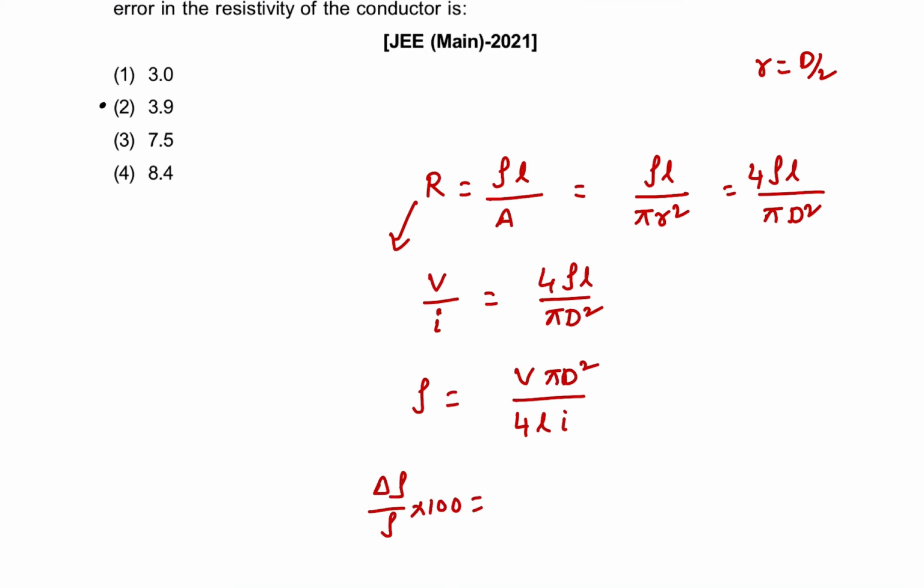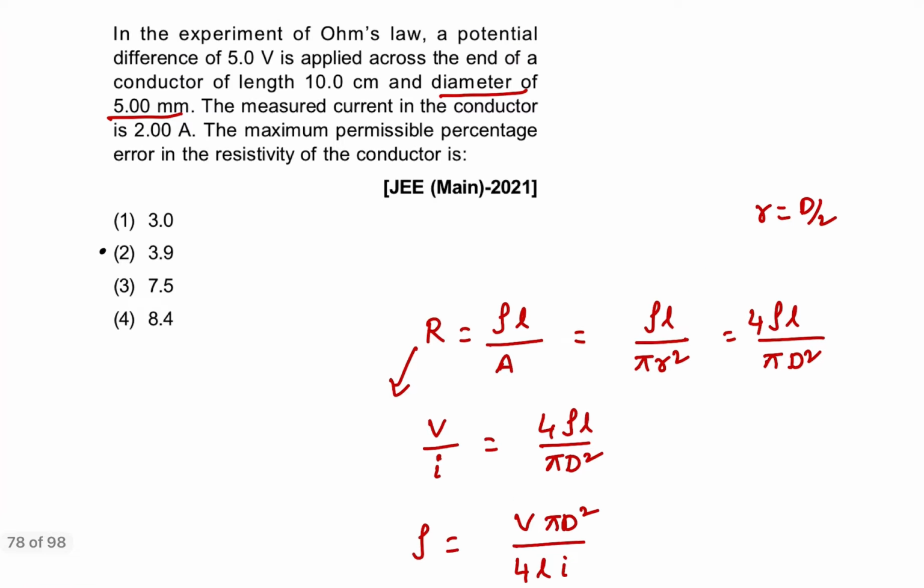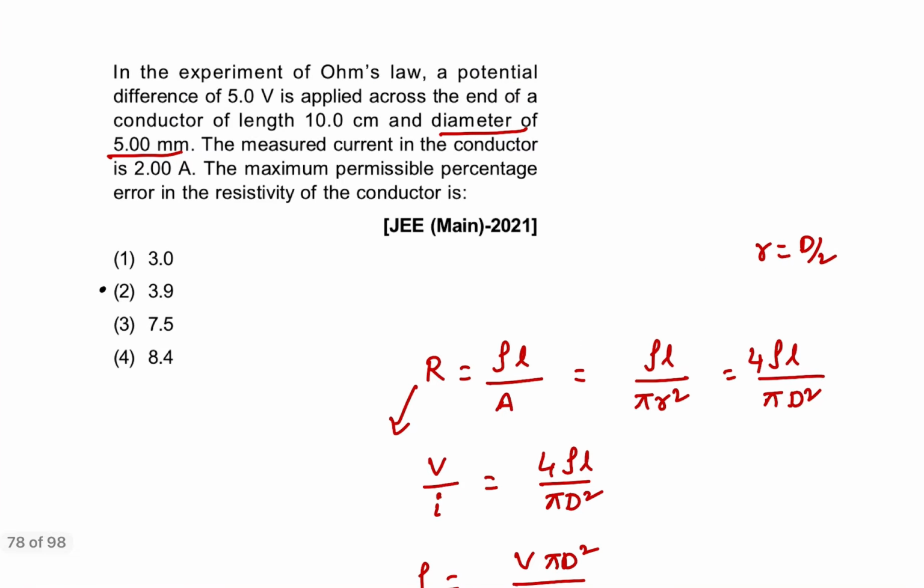Okay. Now you need to calculate the maximum permissible percentage error in resistivity. That is delta rho by rho into 100 equals delta V by V into 100, plus 2 into delta D by D into 100, plus delta L by L into 100, plus delta I by I into 100. Wherever error is there, you can check here.